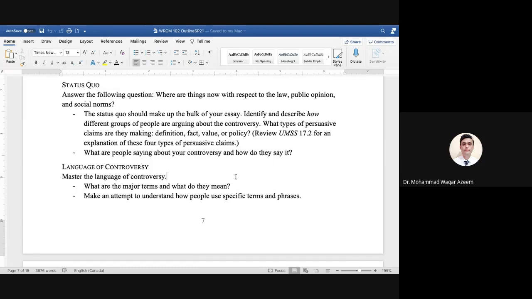Let me give you an example. Again, 18th Amendment. Okay, it is a controversy. All right. So what is the language of this controversy? By language of controversy, we mean what vocabulary do we use in order to debate this controversy, right? So we use vocabulary like this: legislation, or provincial autonomy, or federation, all right, things like that.